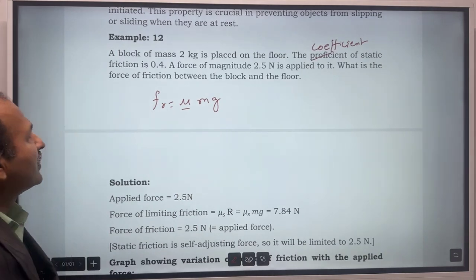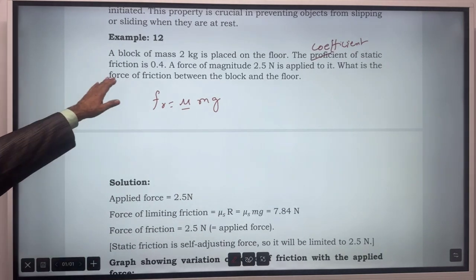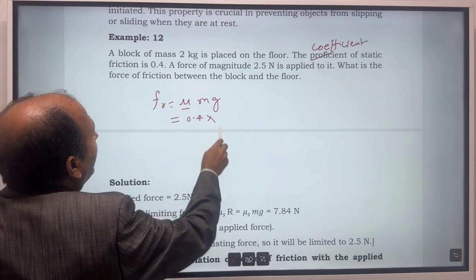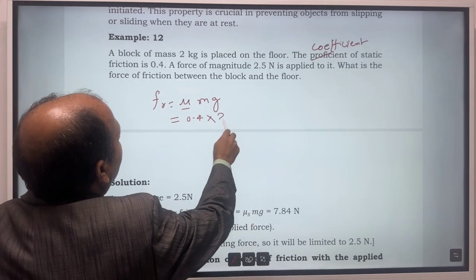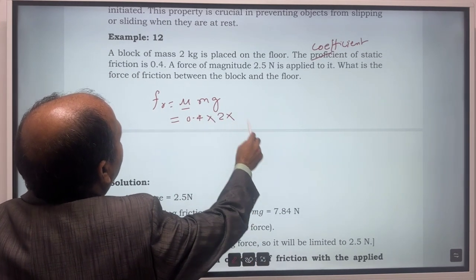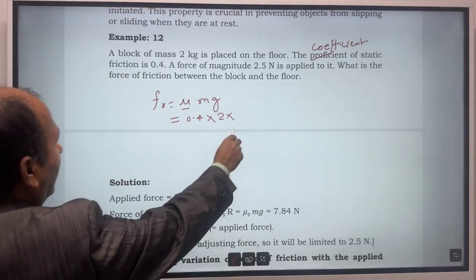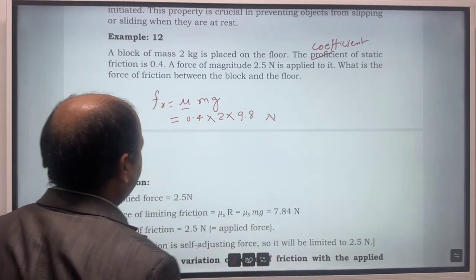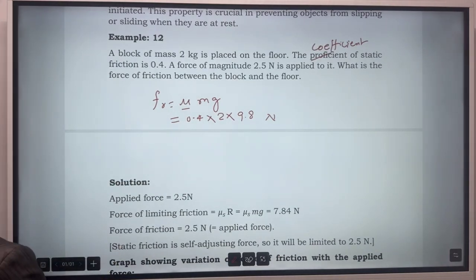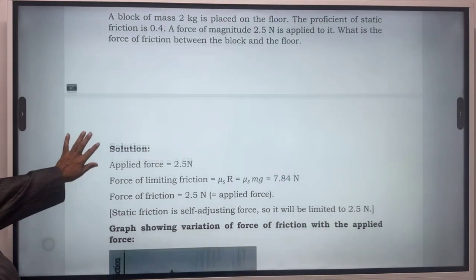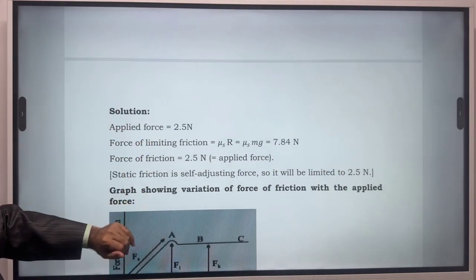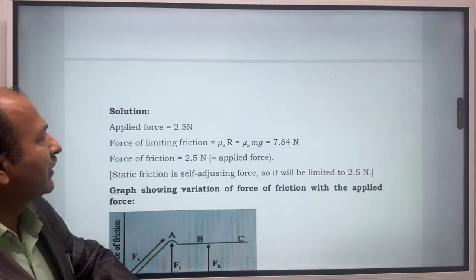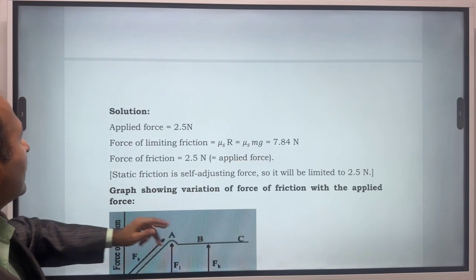Here mu is coefficient of friction. So value of coefficient of friction is given as 0.4, and mass of body is given 2 kg, and the value of g you can take either 9.8 or 10. Let's take 9.8. So this much Newton. So here applied force is given, force of limiting friction you can evaluate, that comes out to be this much.